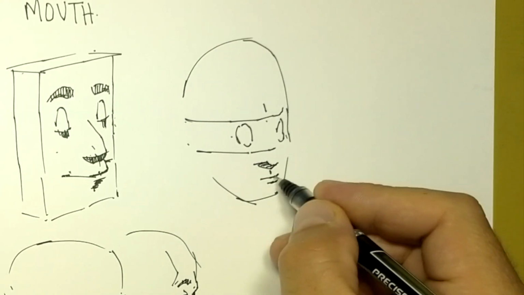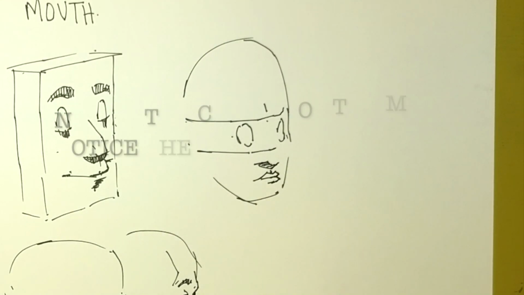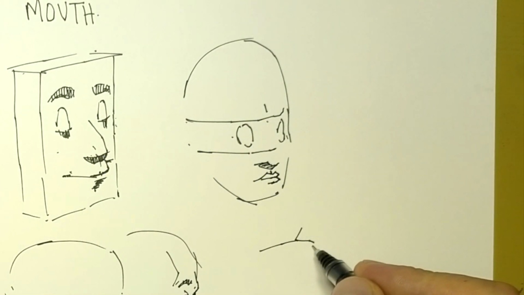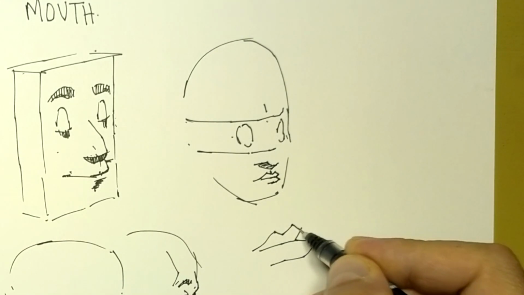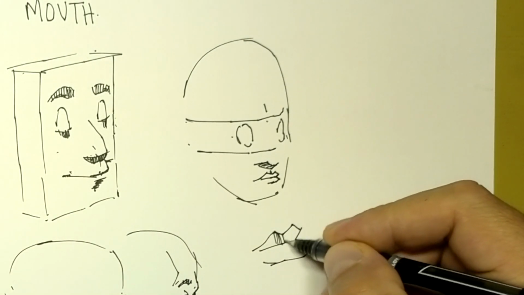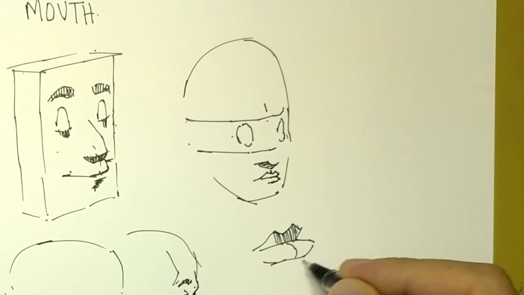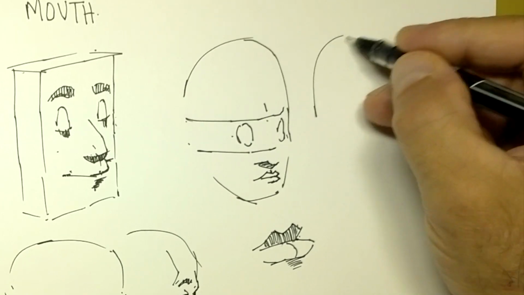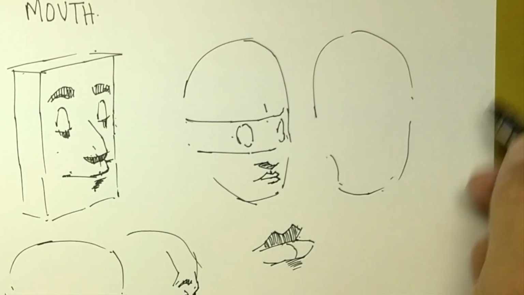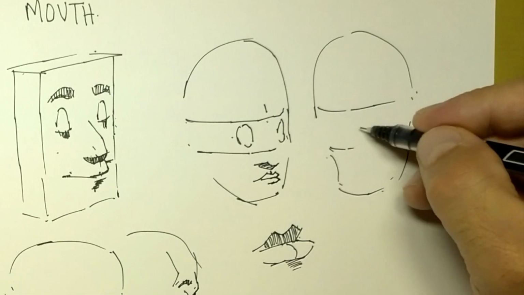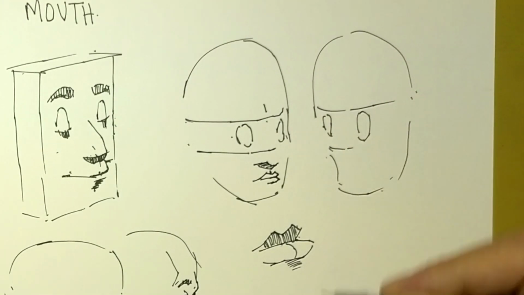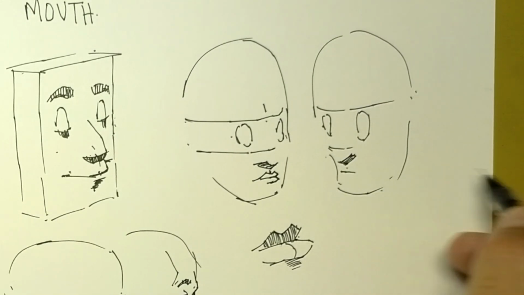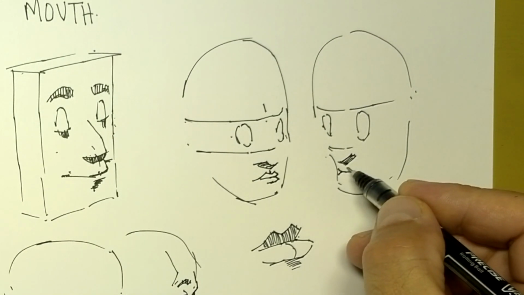See that little arrowhead? Pay attention to that little arrowhead that I just did. If I'm looking at the face in three-quarter view, you see that arrowhead? And if you looked the other way at the face, you'd have that on the other side. Watch, I'll show you. See there?